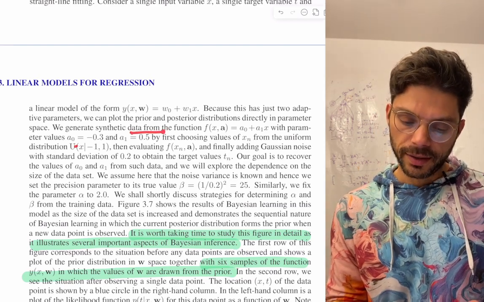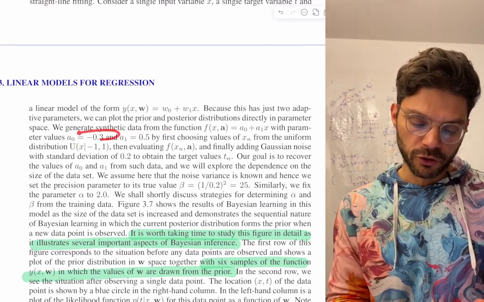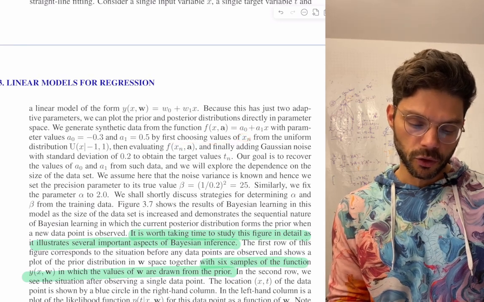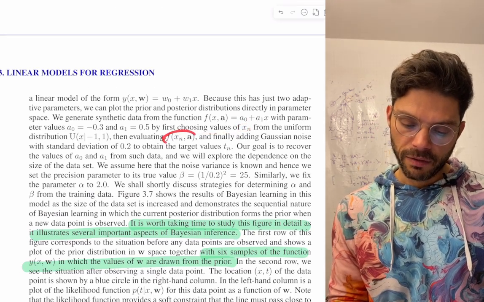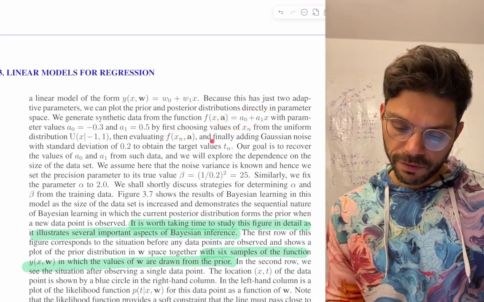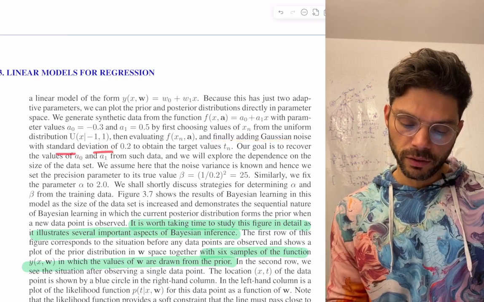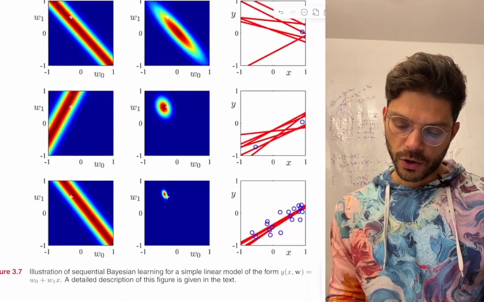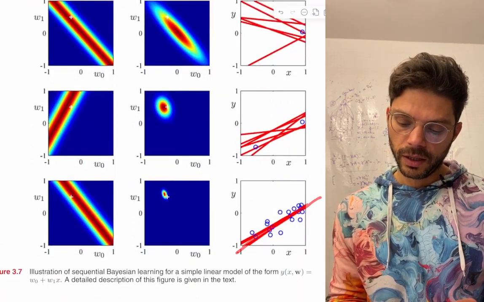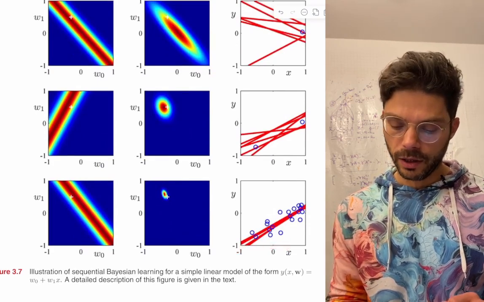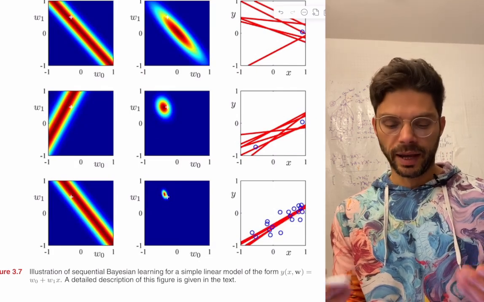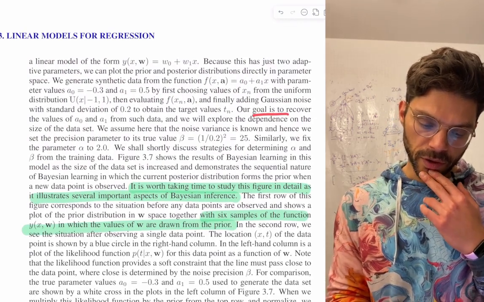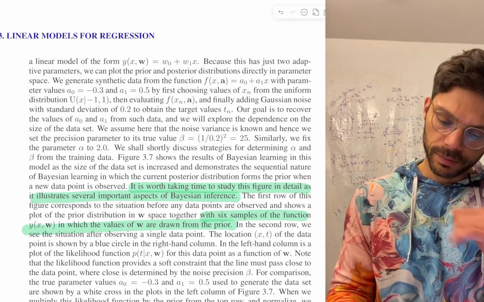Okay, so we generate synthetic data from the function with these true values. We're going to generate some data by first choosing values of x_n from the uniform distribution from -1 to 1, then evaluating f(x_n) according to this, and finally adding Gaussian noise with standard deviation of 0.2 to obtain the target values t_n. So all he's saying is, we have some true line that's going this way. We pick a point at random on the interval, pick a point on the line, and add some noise to it. So that's how we get the data. Our goal is to recover the values.